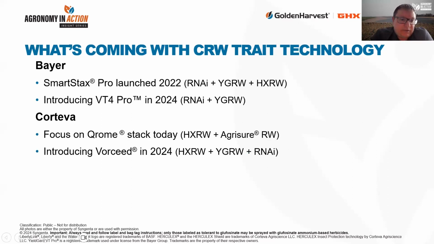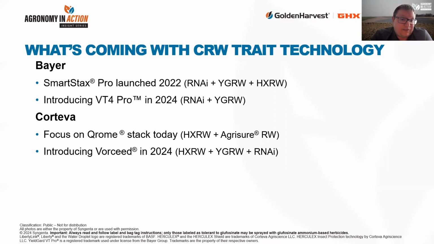Corteva has obviously been focused on Chrome. I think that's been fairly successful for them. That's a combination of their Herculex rootworm trait in a new molecular stack that's caused them to have some benefits in their breeding process. But that also includes the Agrosure rootworm trait from Syngenta. And so that will be their dominant trait in the marketplace for several years to come.